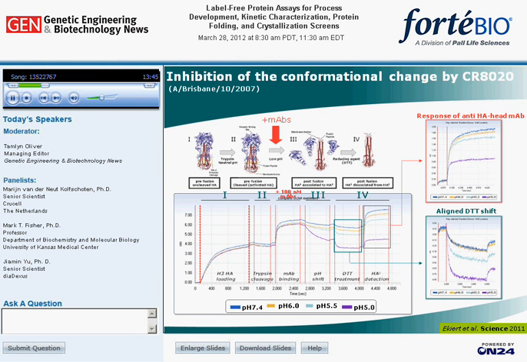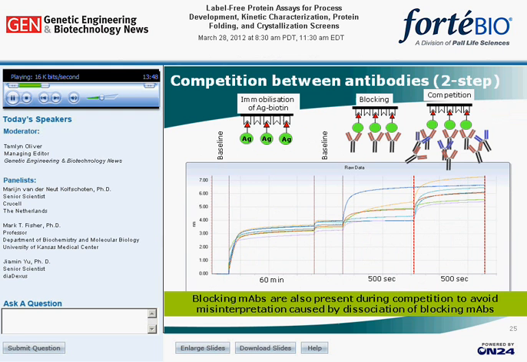Next slide. Another important application of the Octet is to assess whether antibody candidates compete with each other for the same epitope, which is important to act in a cocktail. The standard approach we use to assess competition is the so-called 2-step blocking assay.